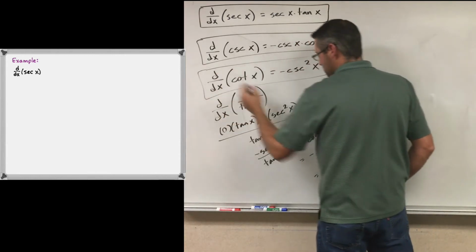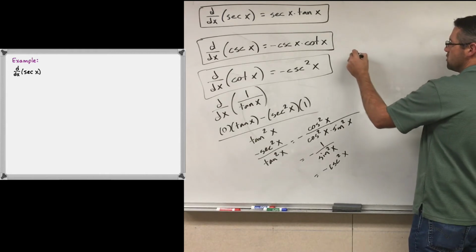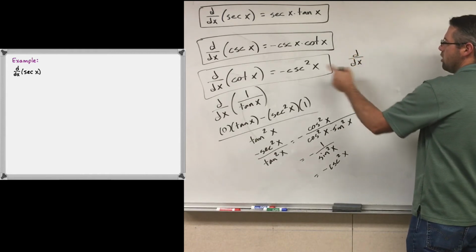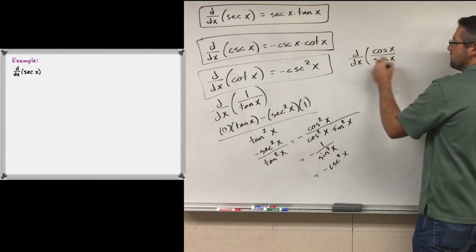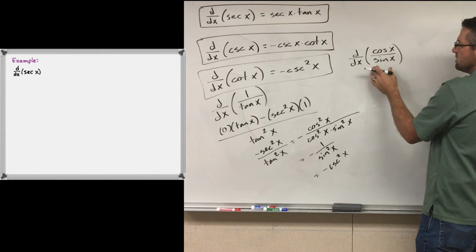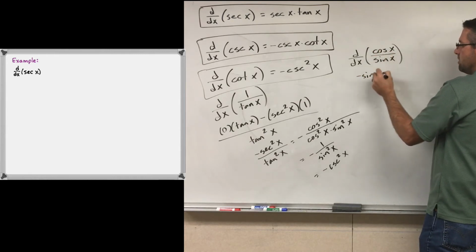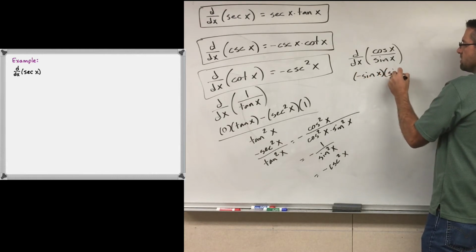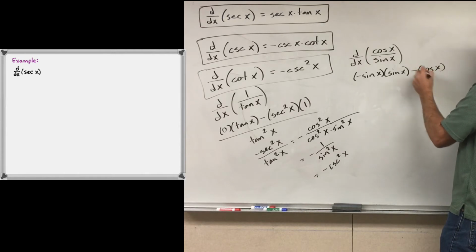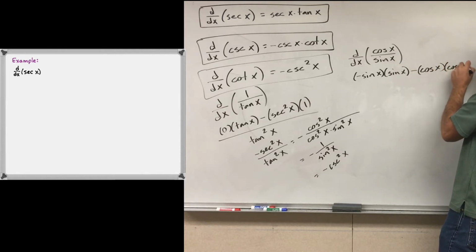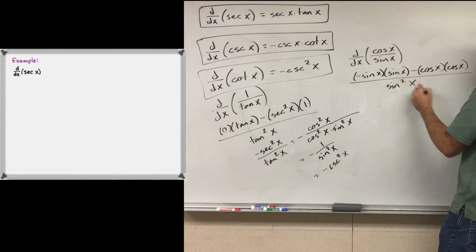I'm going to show you a different approach that produces the same thing. If I want the derivative of cotangent, remember cotangent is the same as cosine of x over sine of x. So if we use the quotient rule on this, the derivative of the top is negative sine of x times the bottom, so times sine of x, minus the derivative of the bottom, which is cosine of x, times the top, which is cosine of x, all over the bottom squared, which will be sine squared x.